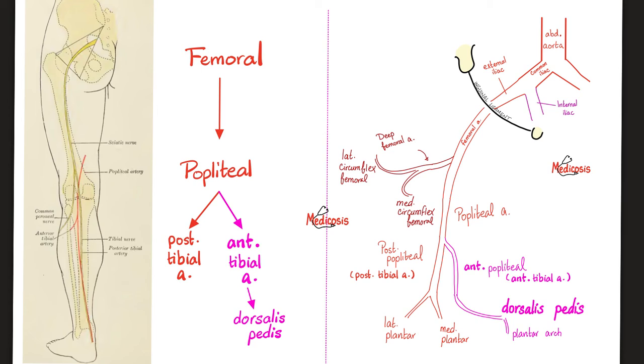Where's the posterior tibial? This is the posterior tibial, and it will go medially, not laterally, towards the inside, not the outside of your leg. And you can find it behind your medial malleolus. Now pause the video and try to find yours.